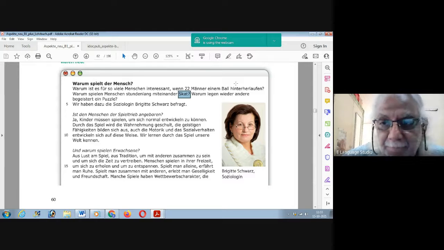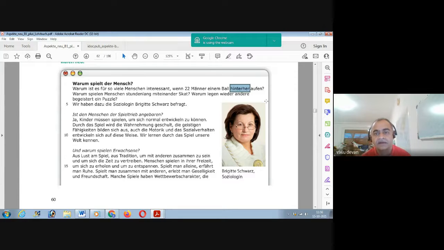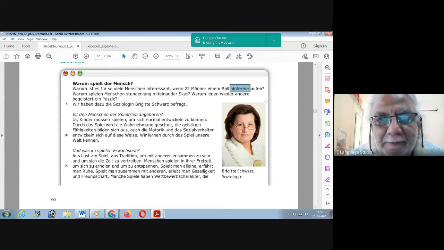And here we have a very interesting word. Hinterherlaufen. Running behind. Why are 22 people running behind a ball? It's a football, 11 plus 11. Ja, das ist schon. Aber warum nicht hinterlaufen? Warum hinterherlaufen?